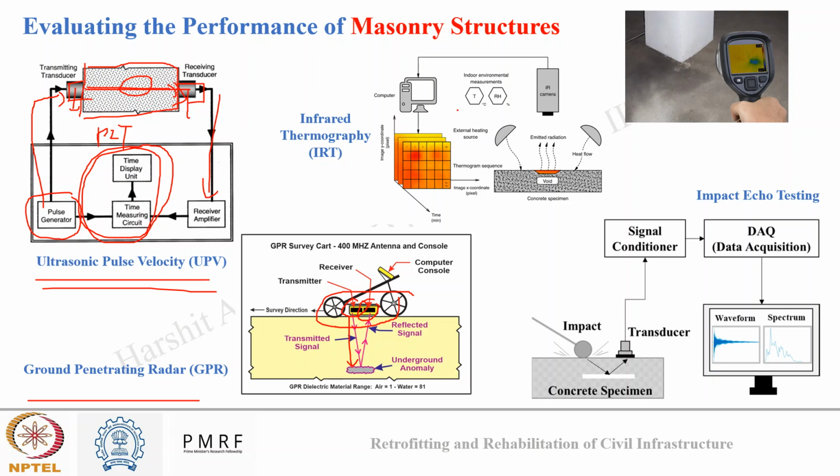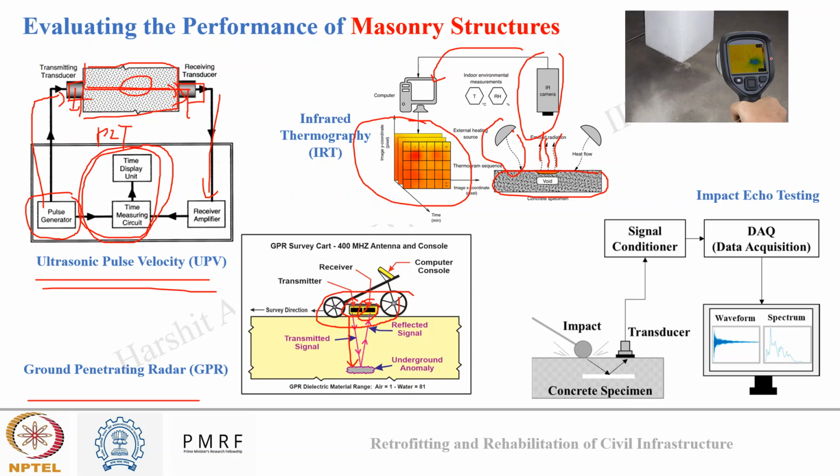Okay, third is IRT. So here what we do, a heat signal is used as an input, and the radiation coming out from the masonry is used to map the defect. Okay, so you can see here we have an external heat source, which is heating our masonry block. Okay, and the emitted radiation is captured by our IR sensor, and when fed to a computer system is used to make a heat map of the structure, which is used to detect any presence of voids.